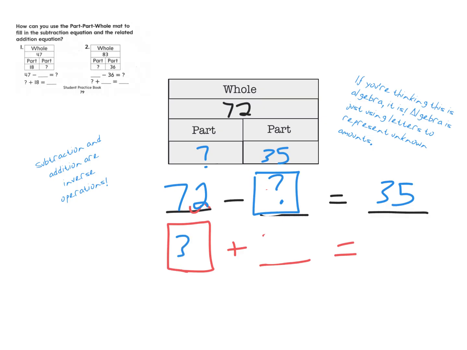And now we could even say 35 plus question mark equals 72. We can really play around with where these numbers are written, as long as we know that these addition and subtraction are inverse operations, undoing each other, and that we have two parts to make the whole.